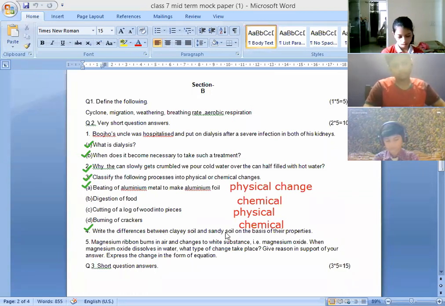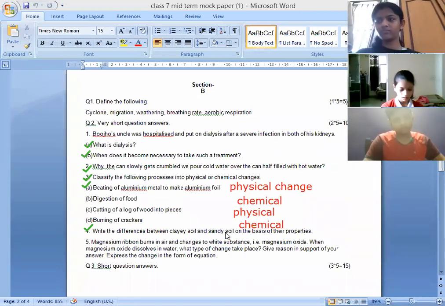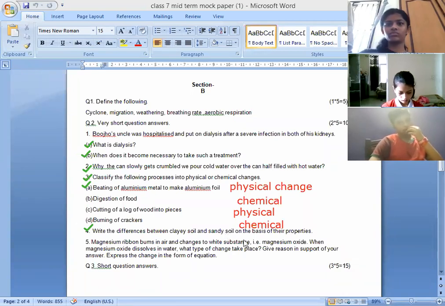So children, on the basis of their properties, you have already read the different properties of soil like percolation rate, absorption rate, and size of particles. On the basis of this, you can differentiate between these two types of soil. Next, question 5.